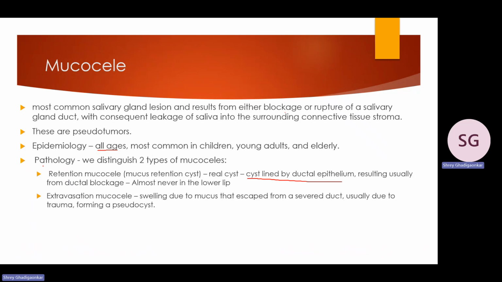The second type is extravasation mucocele. This is basically swelling due to mucus that has escaped from a severed duct, and it's usually due to trauma, forming a pseudocyst. So it's not lined by ductal epithelium as in a retention mucocele.